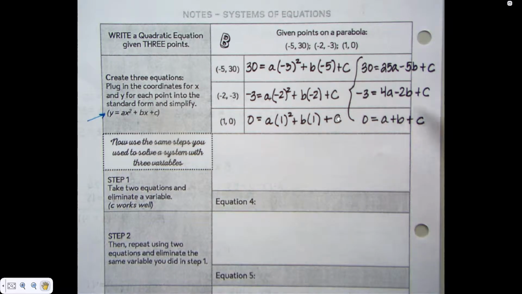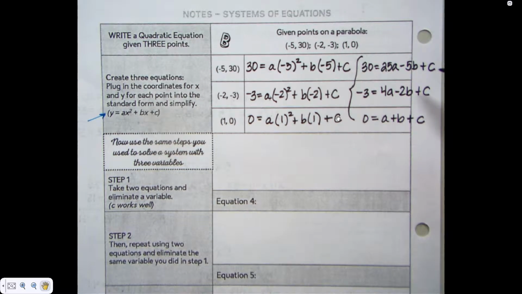Now, the one that jumps out at me as being the easiest to work with would be the c variable, right? Because they all have the same coefficients, not the word, they're constants, right? But it's 1c, 1c, and 1c. So it'll be really easy to eliminate the c variable in any combination of these equations.